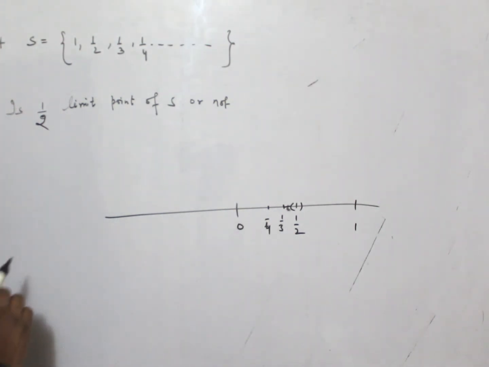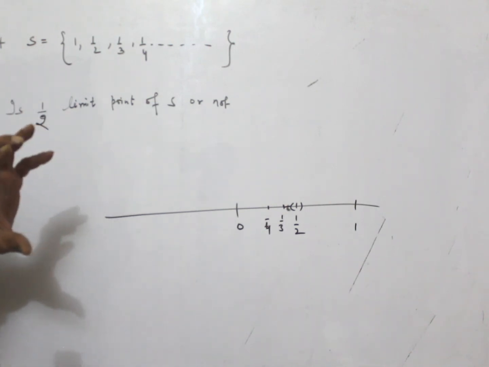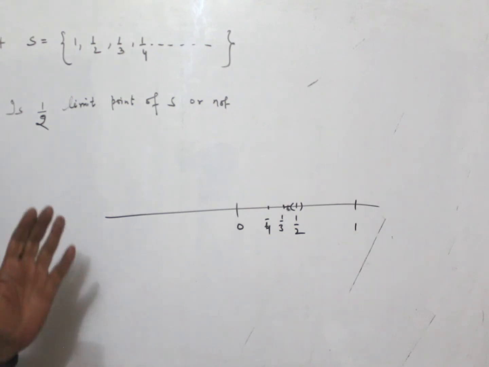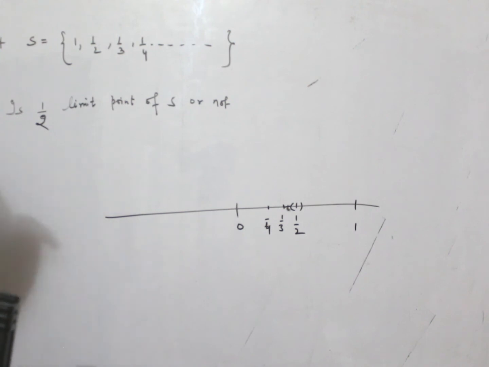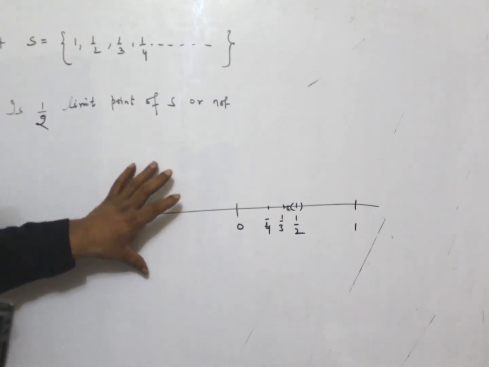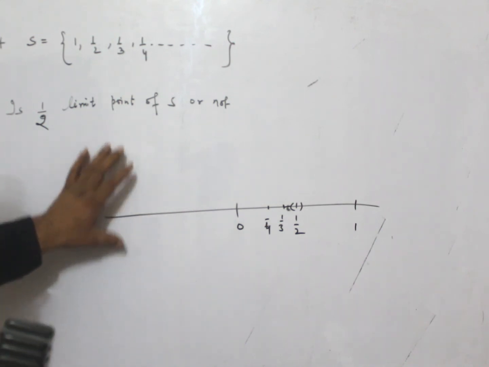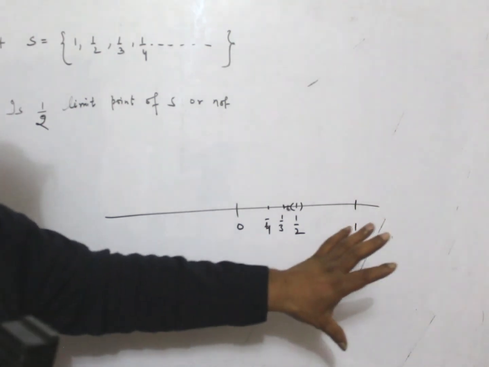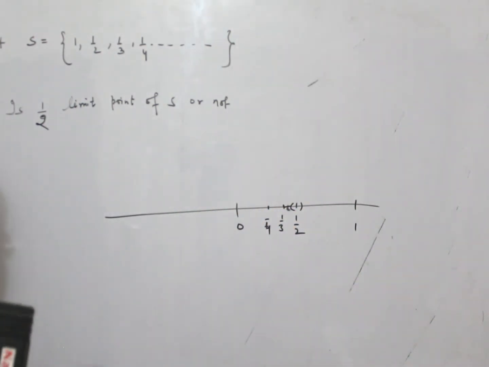So in general, how can you understand this? If the points become very dense, close to some particular point, then it can be the limit point. Otherwise, if the points of the set are scattered far apart, then it is never a limit point.